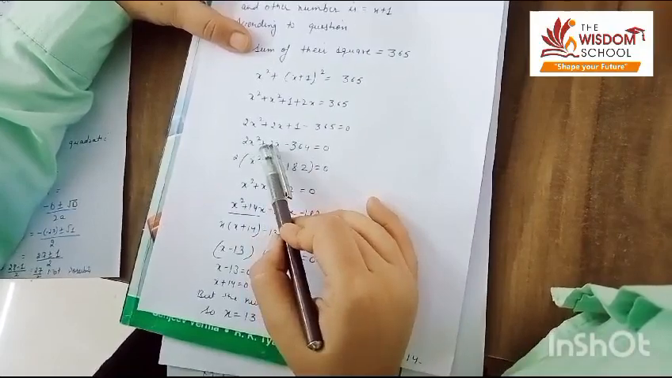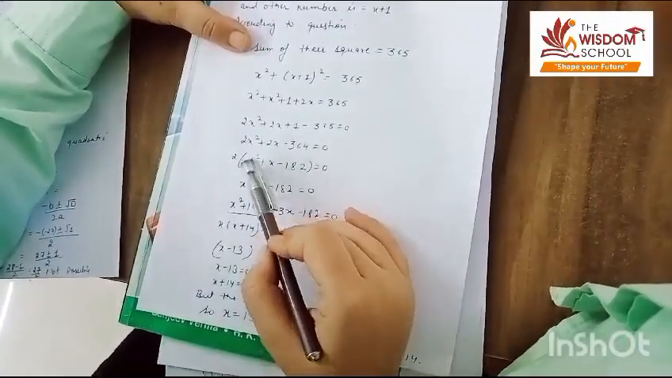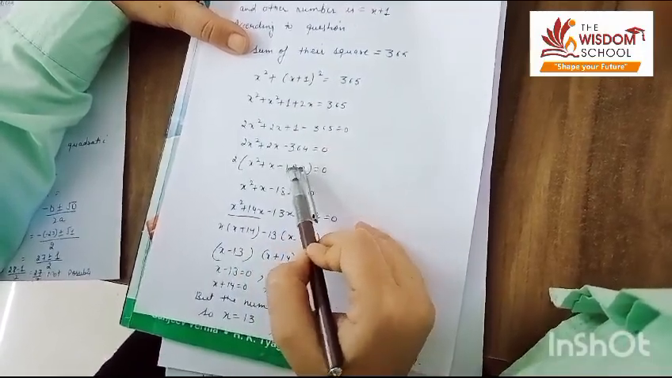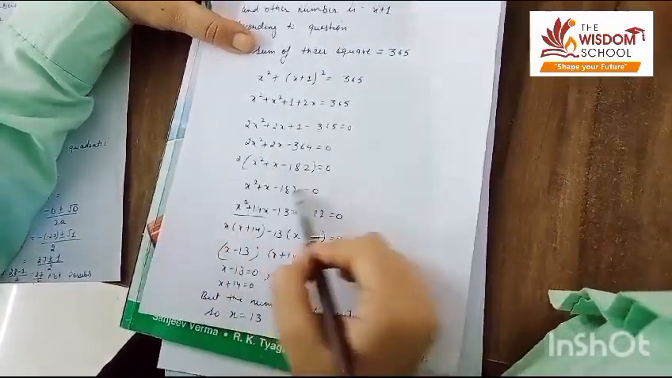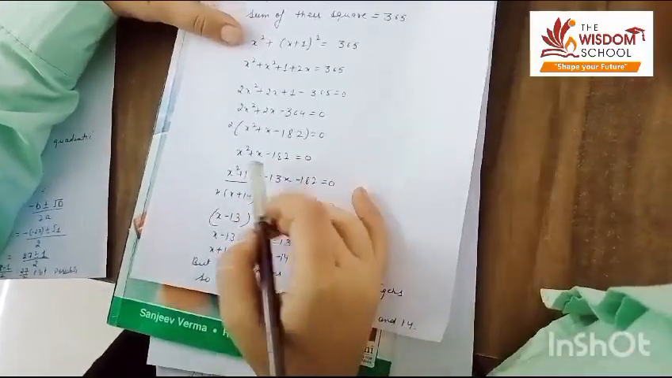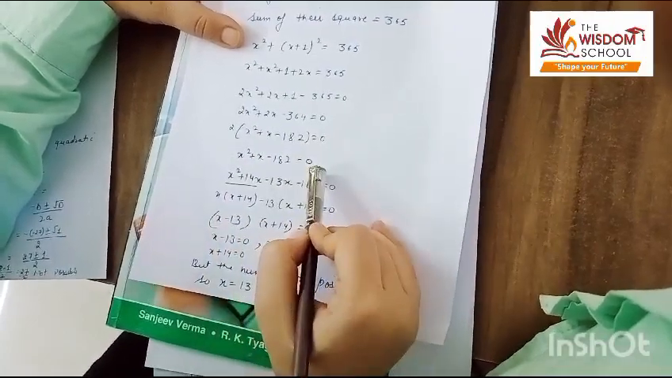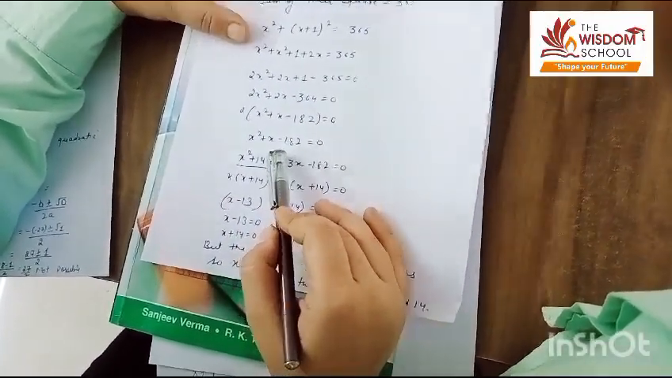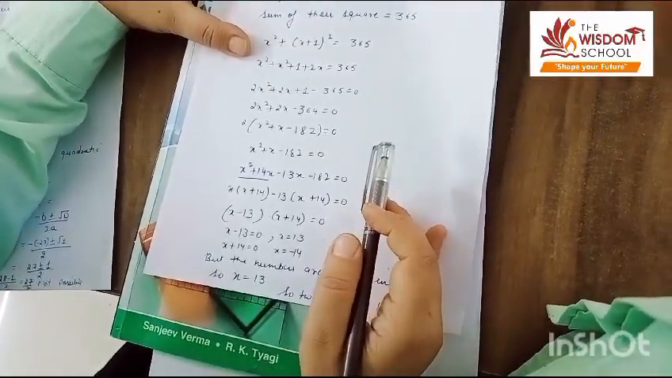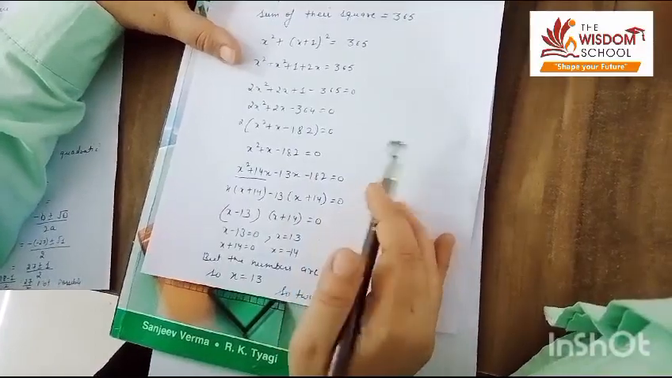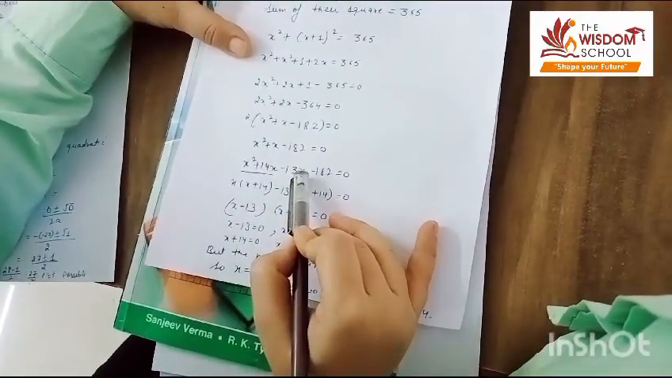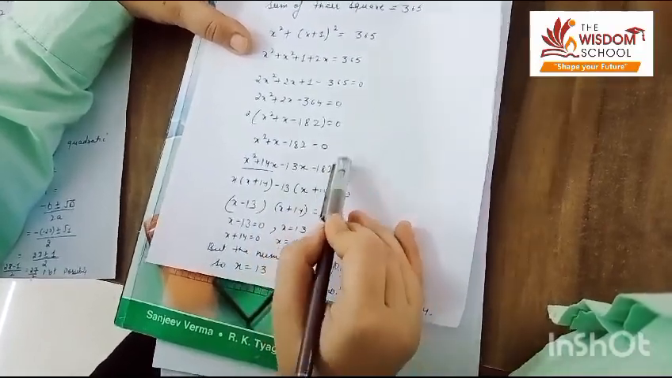Now we will take 2 common from the whole equation. It becomes x square plus x minus 182, since 2 ones are 2, 2 eights are 16, 2 twos are 4. This 2 is shifted to the other side, and 0 divided by 2 becomes 0. Now again we have to factorize the equation, and we can factorize it with the help of splitting, as well as you can use the discriminant formula. It is completely your choice which method you want to use to find the values. Here I am using the splitting method: 14 minus 13 is 1 and 14 into 13 is 182.